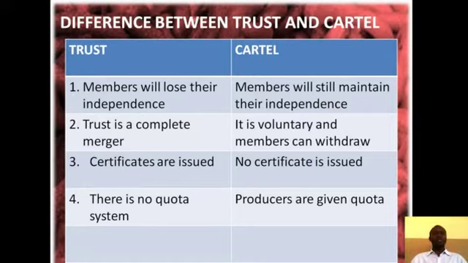Two, trust is a complete merger. Now, compared to cartel, which is not a complete merger, the members of trust cannot easily withdraw. Like when it comes to cartel, you can easily withdraw. And this is why cartel is not a complete merger, unlike that of trust. So cartel is voluntary and members can easily withdraw.